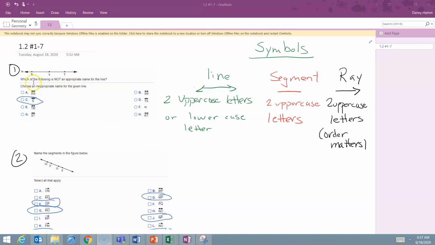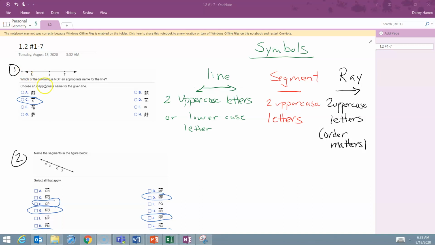So number 1 is asking us which of the following is not an appropriate name for the line. So we have to look at, well, what makes an appropriate line. So first is this symbol. So it has to have this symbol. So just by looking at the symbols, we can see that they all have the correct symbol except for this one. But this is also a correct way, or we can have one lowercase letter. So if we look over here at the figure, we can see M over here. So we can call this line M.